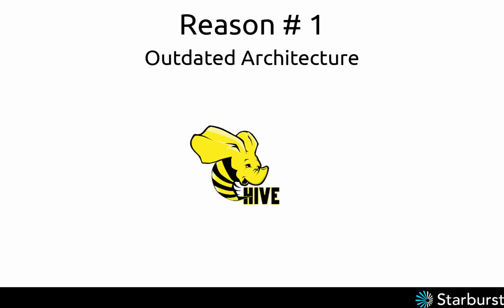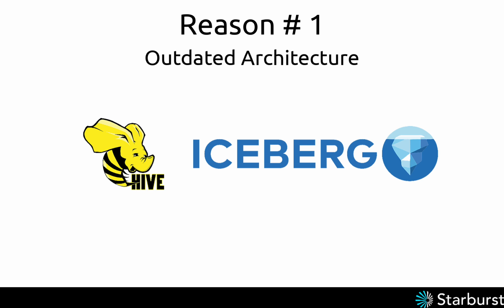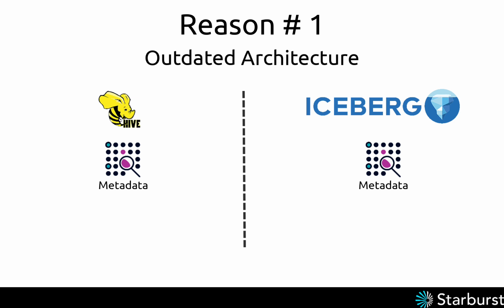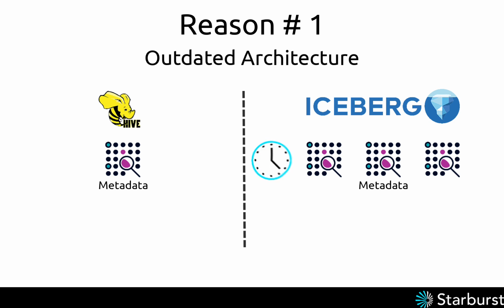Reason number 1, outdated architecture. The single biggest difference between Hive and Iceberg starts at the architectural level, and a lot of that has to do with one key difference: metadata. Hive and Iceberg both collect metadata about the datasets they store. The difference comes in both the scope and type of metadata collected. Iceberg collects more metadata than Hive, and also collects certain types of metadata that Hive doesn't even collect at all, relating to changes in the state of the dataset.